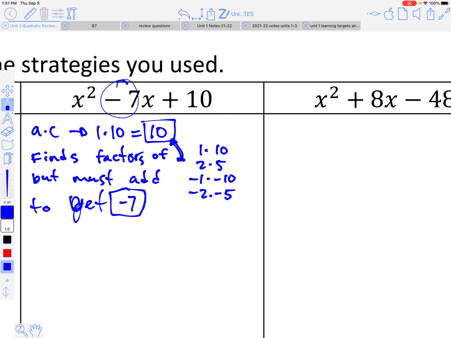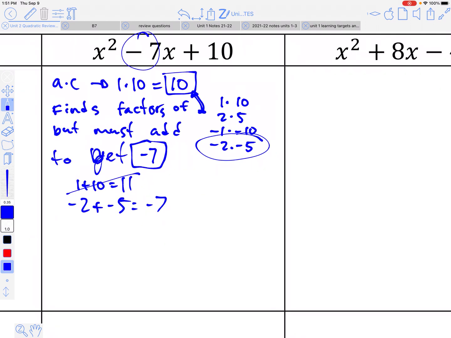So, I'm going to add them. 1 plus 10, 11, that's not going to work, obviously, right? Negative 2 plus negative 5, negative 7, yes, those work. So those are our numbers. So with those numbers, we're going to break up the middle term, or the B term.